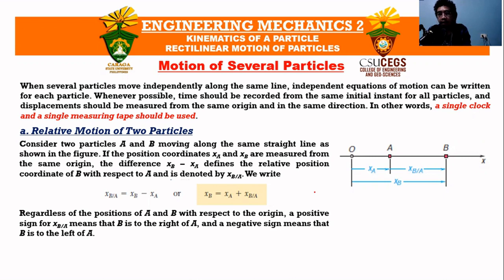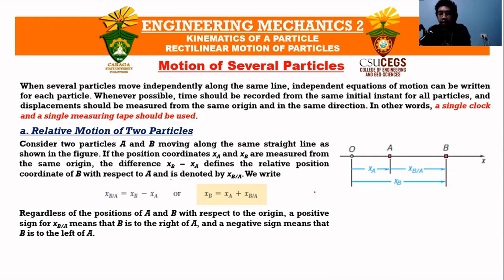So when several particles move independently along the same line, independent equations of motion can be written for each particle. So whenever possible, time should be recorded from the same initial instant for all particles, and displacement should be measured from the same origin and in the same direction. So in other words, a single clock and a single measuring tape should be used.